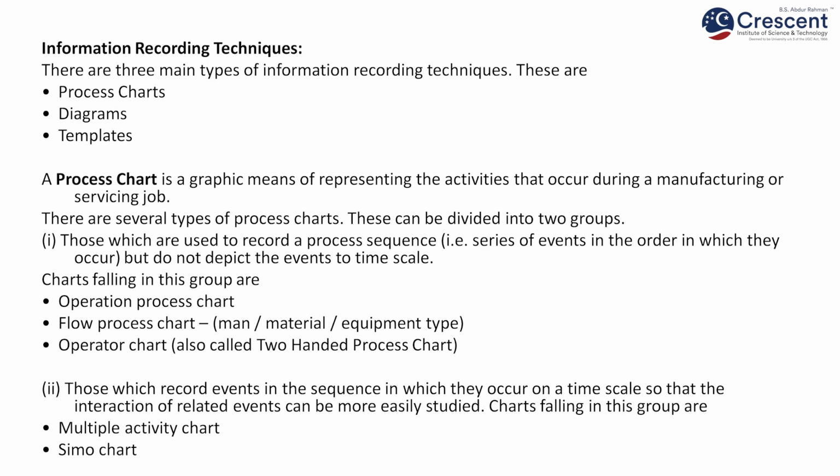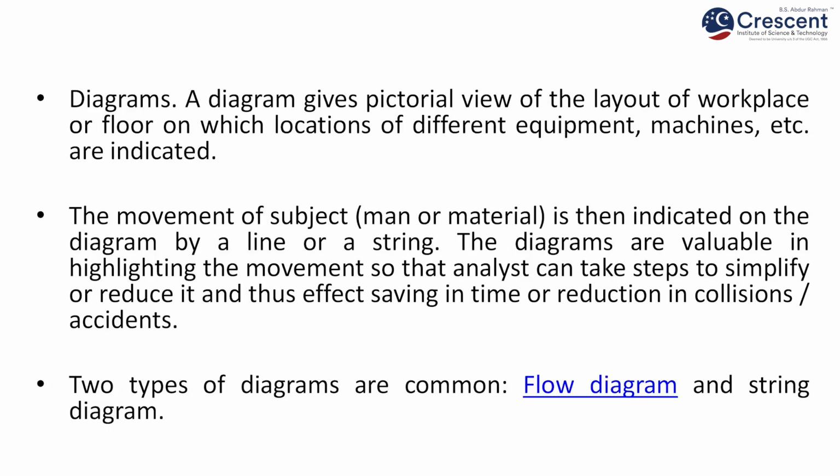The next group of process charts are those in which the sequence of events is considered with a time scale, like the multi activity chart and SIMO charts. If we talk about diagrams, diagrams give you a pictorial view of the layout of the workplace, the location and different locations of different equipment and machines. It is helpful for understanding the movement of the subject, meaning man and material. Through diagrams, lines and strings we can easily highlight the movement, analyze and simplify it, and reduce collisions and accidents.